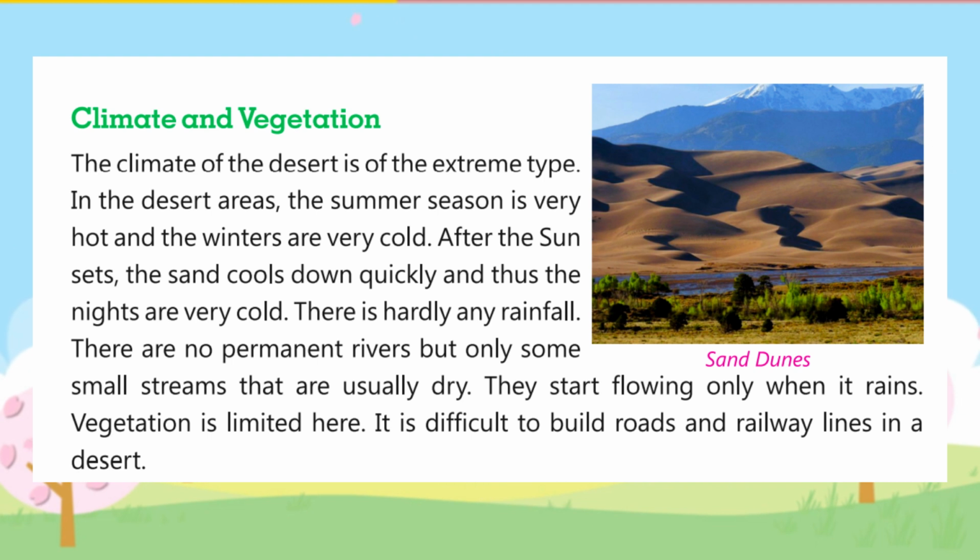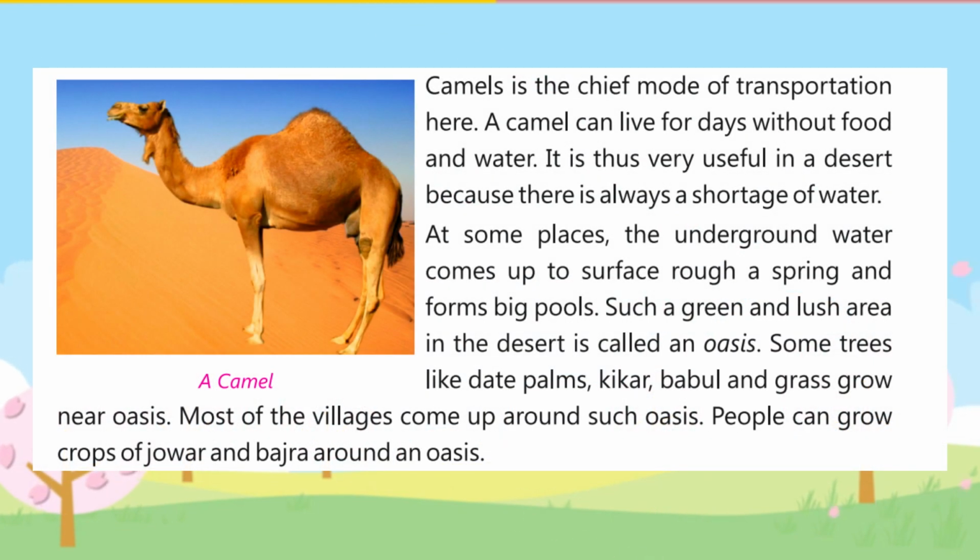Vegetation is limited here. It is difficult to build roads and railway lines in a desert. Camel is the chief mode of transportation here. A camel can live for days without food and water. It is thus very useful in a desert because there is always a shortage of water.